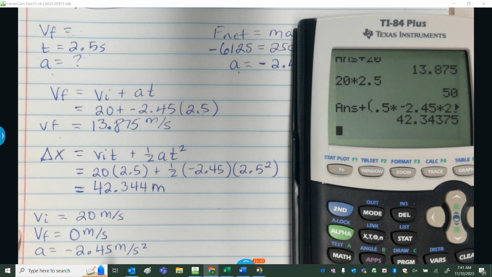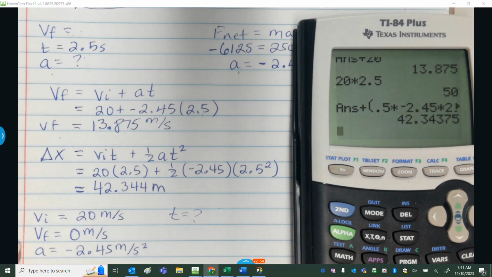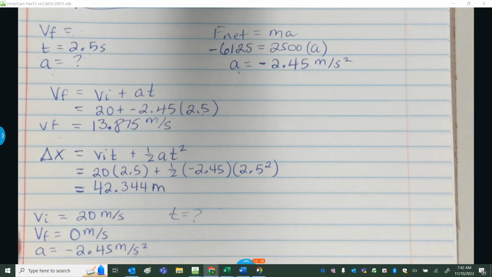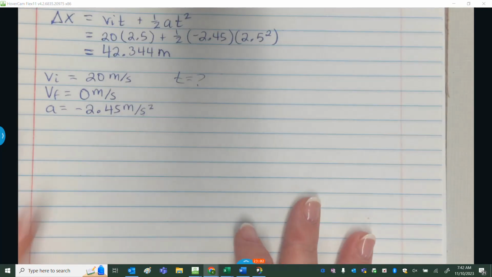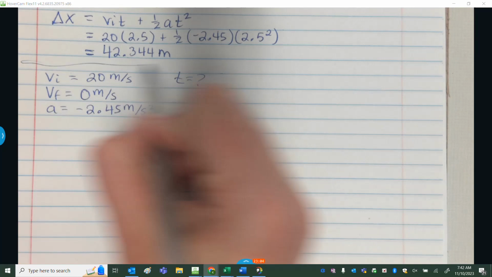So again, how long does it take the car to come to a complete stop? I can find the time. Again, kinematic equations. VF equals VI plus A times T, because that's what I'm looking at. Let me go ahead and move this so I have more space to write. All right, so we're down here now.